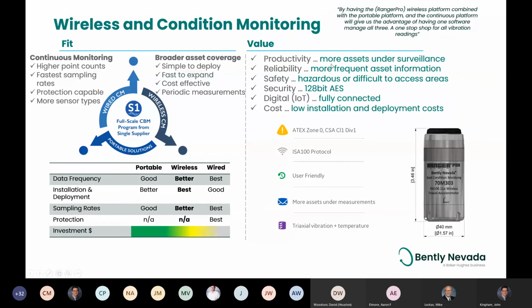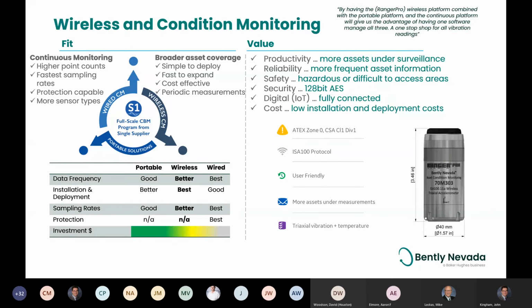So value, productivity: you're going to have more assets under surveillance and more frequent asset information. So you're taking more data, more frequent, more rich. Hazardous or difficult to access areas: the Ranger Pro is rated for zone zero or class one div one. So you can put that sensor in a hazardous area where you really don't want to be sending people on a regular basis. If you can keep your people out of those areas, use a Ranger Pro. It's much better from an HSE standpoint as well.